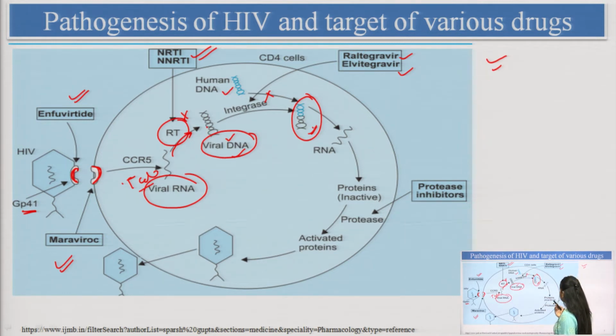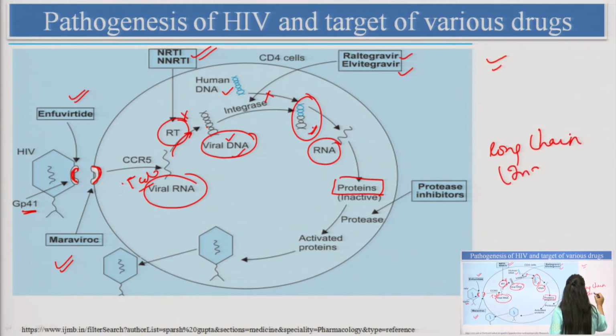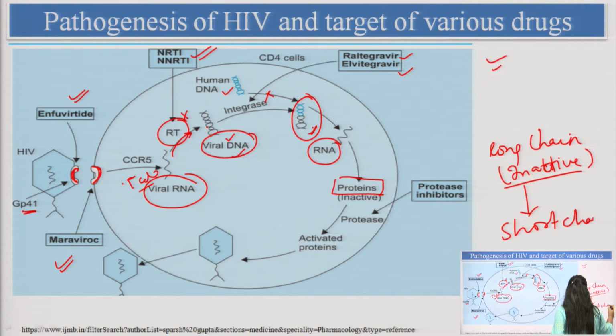Okay. Then we will see another step. So, the integrated product forms the RNA and the RNA forms the proteins. Yes, initially the proteins which are formed are long chain. Okay. And these long chain proteins are inactive. Yes, we need to change it into a short chain which is the active proteins. Now, how this happens in the cell is by the help of protease enzyme. This will cut the long chains of protein and will form some functional protein.